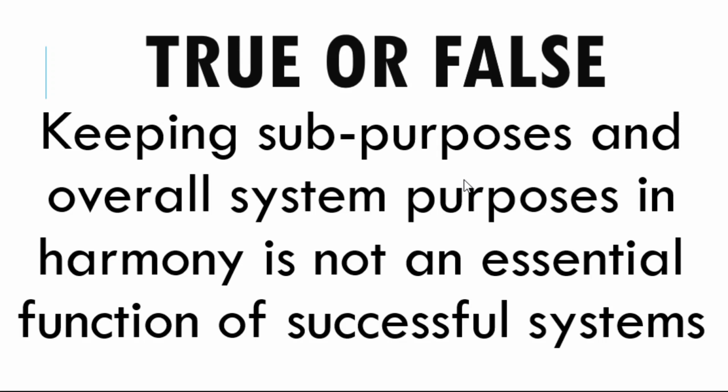Number two: keeping sub-purposes and overall system purposes in harmony is not an essential function of a successful system. If there is an overall system, for example a company, the purposes of R&D, production, and sales should supposedly be in harmony and related, but this is supposedly not important for a successful system. Do you think it's true or false? Obviously, it's false.